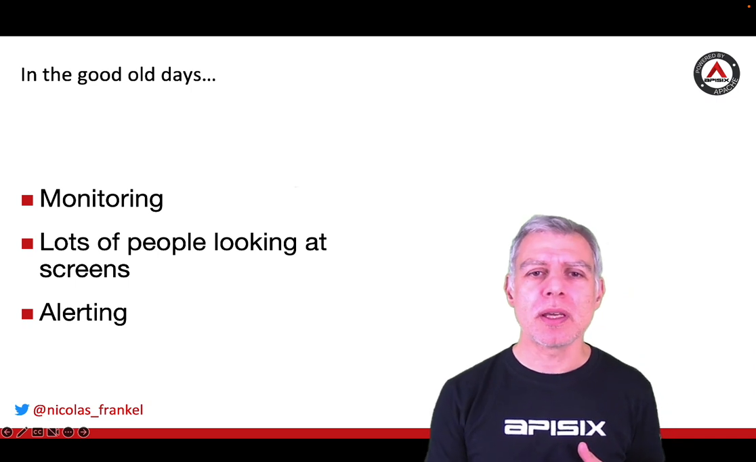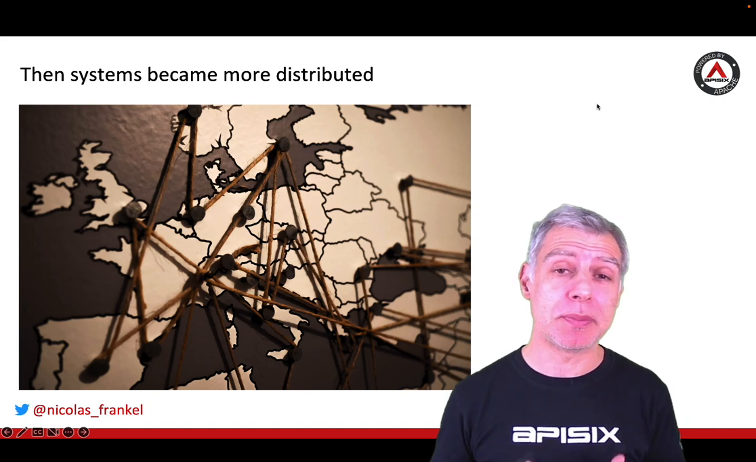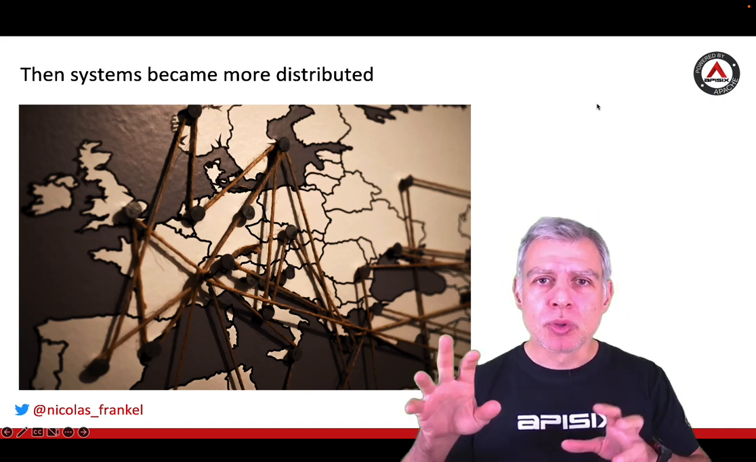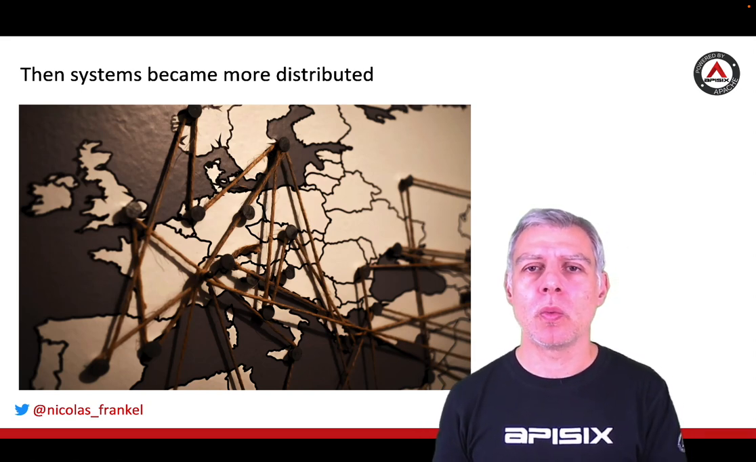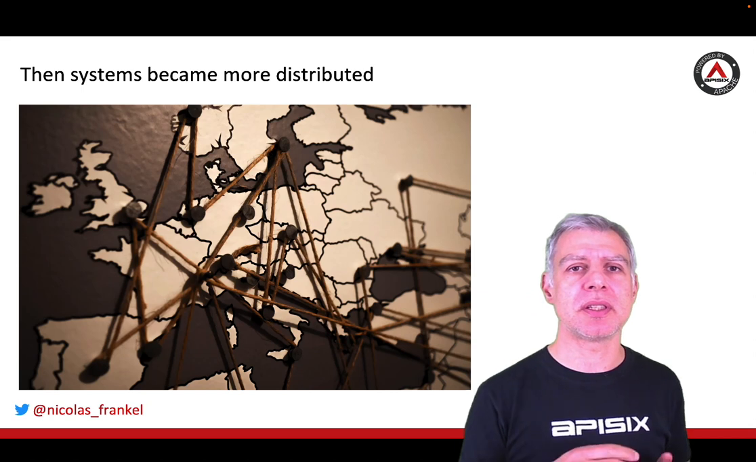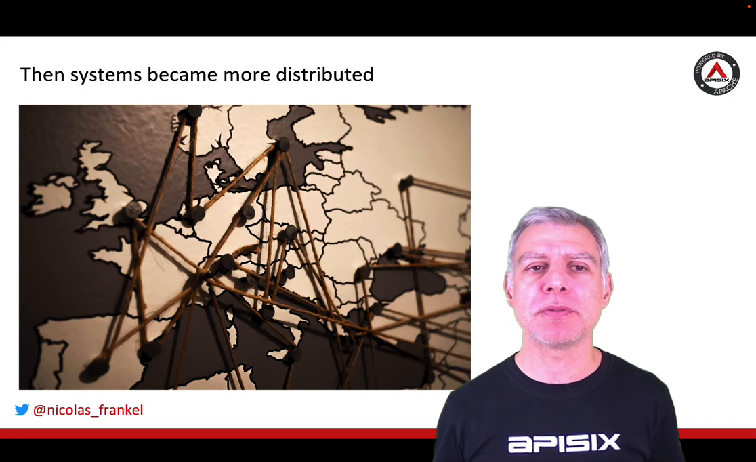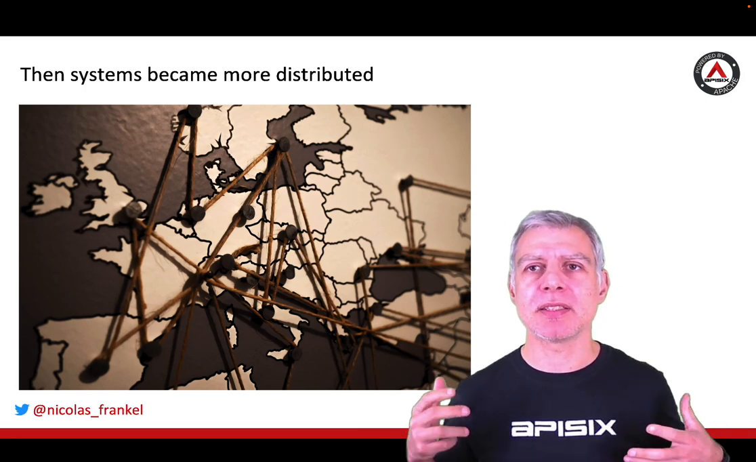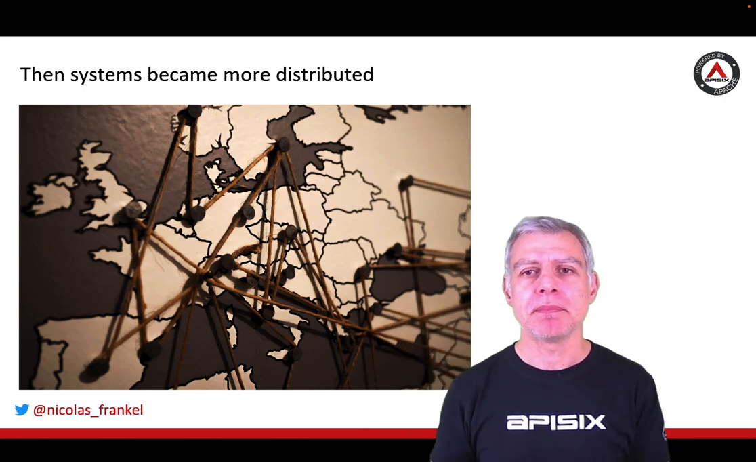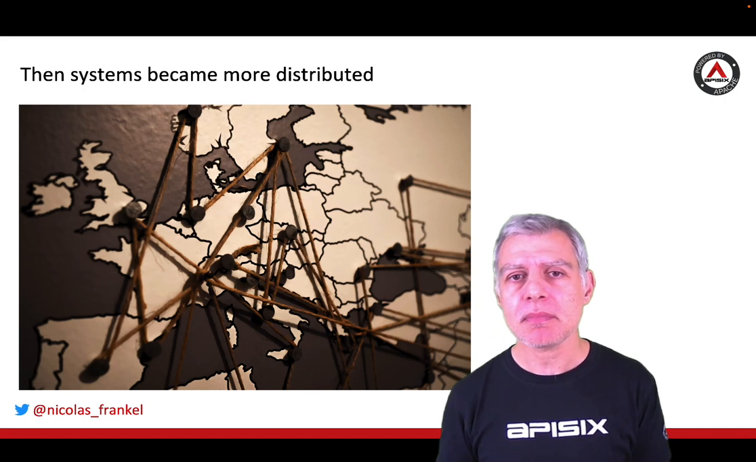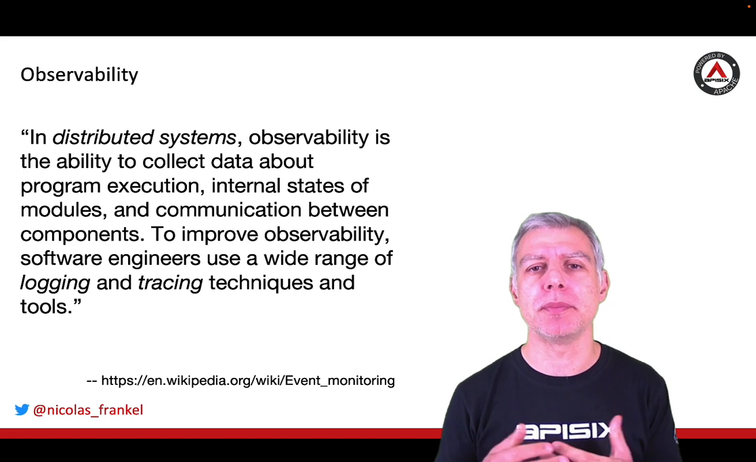It was working more or less, but actually systems became more distributed. You can do this kind of stuff on a huge monolith, but when you have components starting to interact across the network with different machines, with different nodes, then having this kind of insight into the system through experience becomes very, very hard. And so monitoring gave way to something called observability.